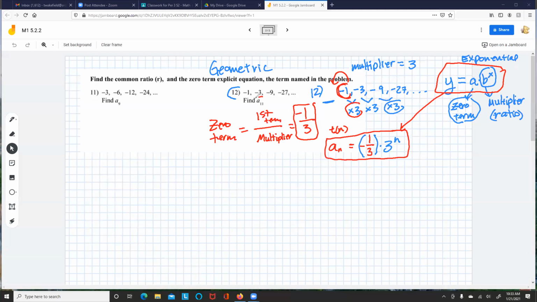Well, we want to find the 11th term, right? The 11th value. So 1, 2, 3, 4, 5, 6, 7, 8, 9, 10, 11. We could just use our calculator and keep multiplying by 3, but what if we want to find the 100th term? That would take a lot longer. So to find the 11th term, we plug in 11 into our equation. Negative 1/3 times 3 to the 11th power.